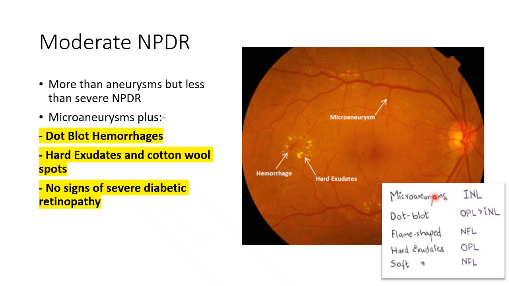Also, very important, you have to know in what layers these various pathologies are present. Microaneurysms are commonly in the inner nuclear layer, dot blot in both outer plexiform and inner nuclear, flame shaped in the nerve fiber layer, hard exudates in the outer plexiform, soft exudates again in the nerve fiber layer. So you see most of the pathology is located in the inner nuclear, outer plexiform, and nerve fiber layers, because this is where the three capillary plexuses, the superficial, intermediate, and deep capillary plexus, are present, which constitute the inner blood retinal barrier. We talked about the inner blood retinal barrier in the previous lecture.